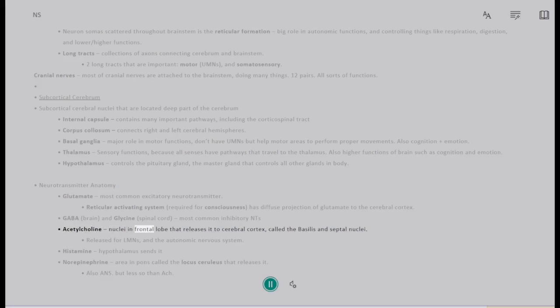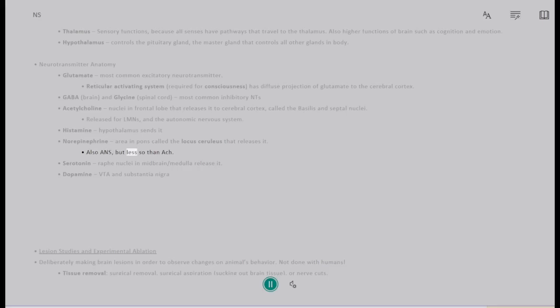Acetylcholine: nuclei in the frontal lobe release it to the cerebral cortex, called the basalis and septal nuclei. Released for LMNs and the autonomic nervous system. Histamine, which the hypothalamus sends. Norepinephrine, released by an area in the pons called the locus coeruleus. Also ANS, but less so than ACh.